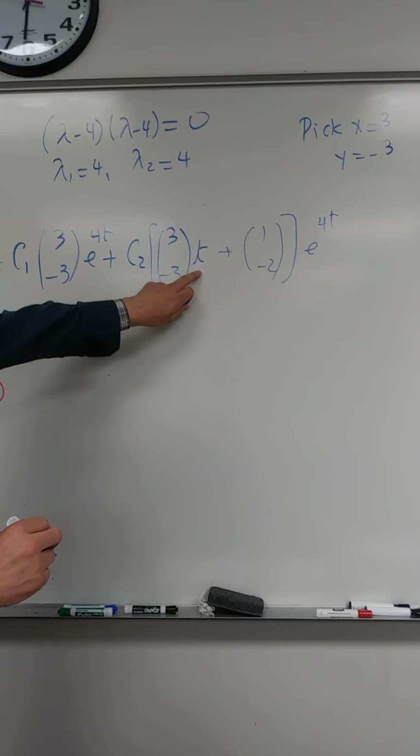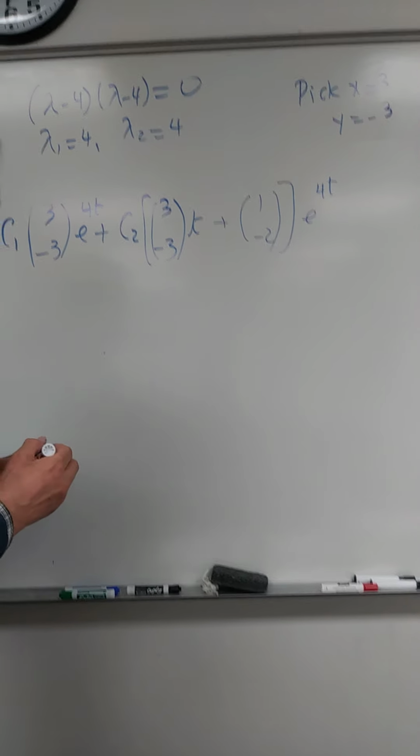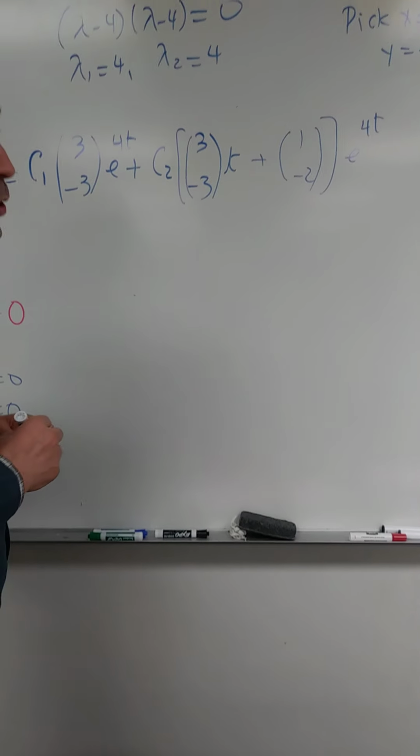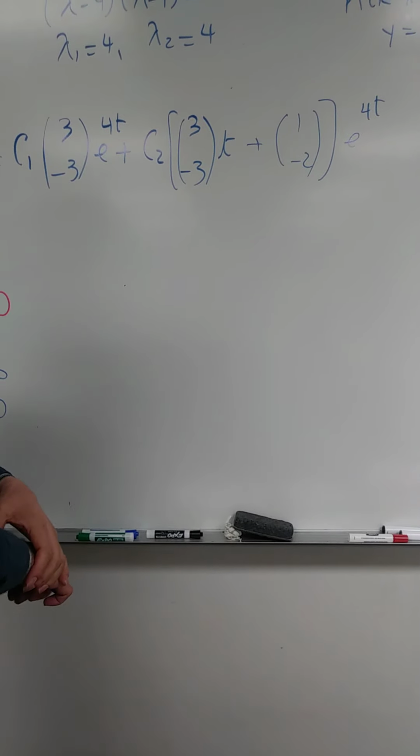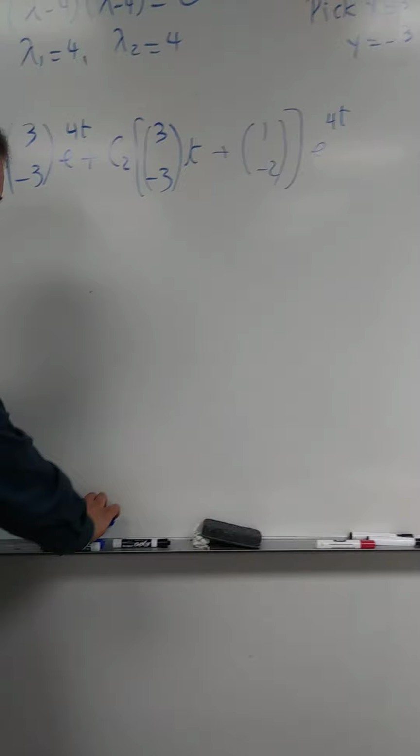And remember to put a t in front of the original vector v1 in case the eigenvalue is defective. It's not always defective, but for 2 by 2 systems, it is. For 3 by 3 systems and higher, sometimes it is and sometimes it's not.